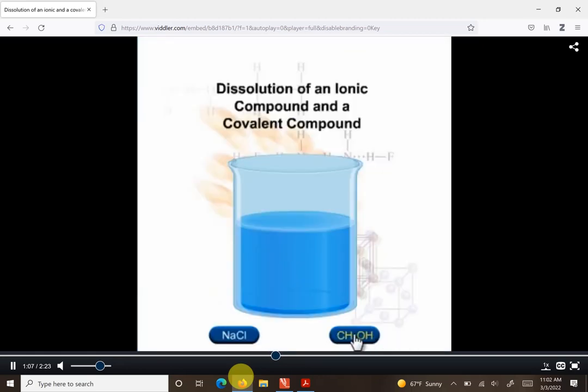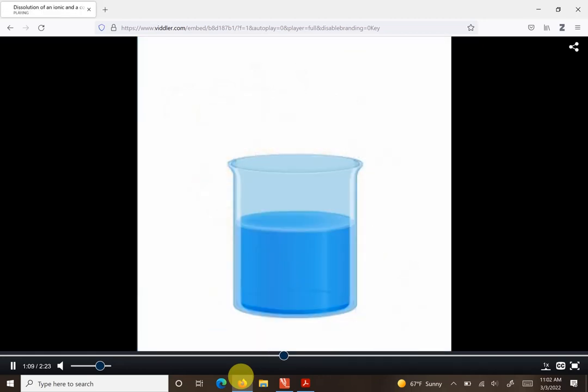You have that for an ionic compound. Now let's look at a covalent compound. So methanol, CH3OH, is a polar covalent liquid, but it will also dissolve in water. If you mix methanol with water, methanol looks a lot like water. When you mix them together, you can't tell that they're both there. So let's see what happens at the microscopic level for that.